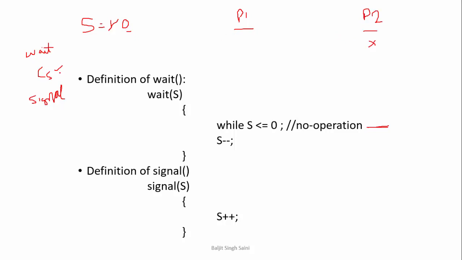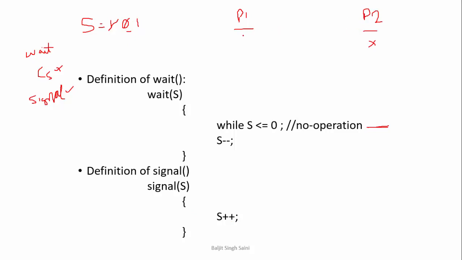Once P1 is done with the critical section, it will call what? Signal. What will happen in signal? Again signal takes the value of s as input. Current value of s is 0. What is the only operation? S plus plus. So in signal the value of s will be changed back to 1.